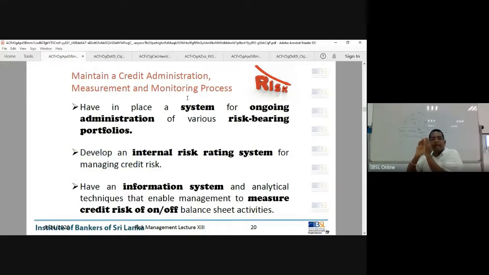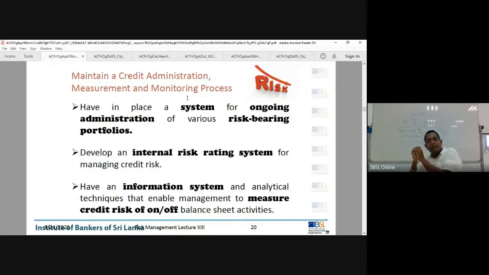Develop an internal risk rating system. That means each and every exposure should be rated. What do you mean by a risk rating? Risk rating is the creditworthiness. We briefly touched upon that last week. Risk rating is the creditworthiness. Will this customer pay? What is the probability this customer will pay? Triple A being the best, the lowest is the default. Right? So each and every customer should be rated.